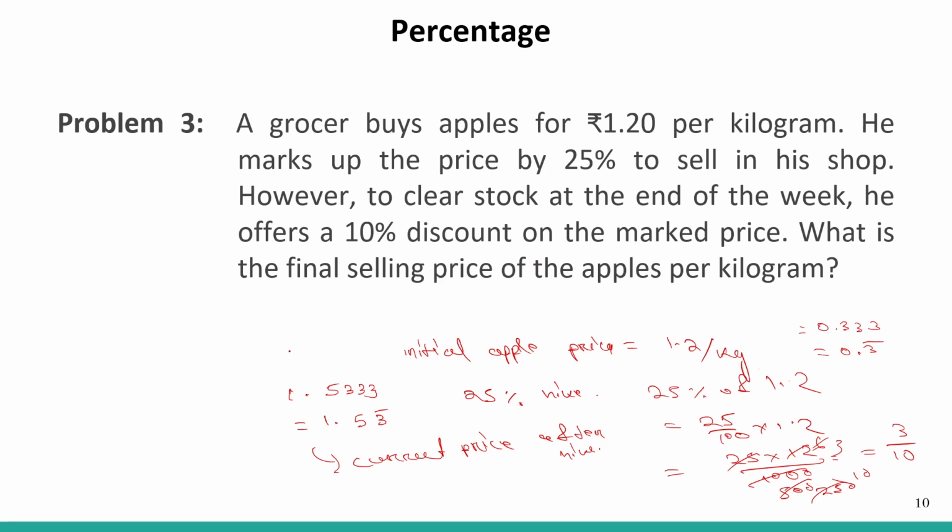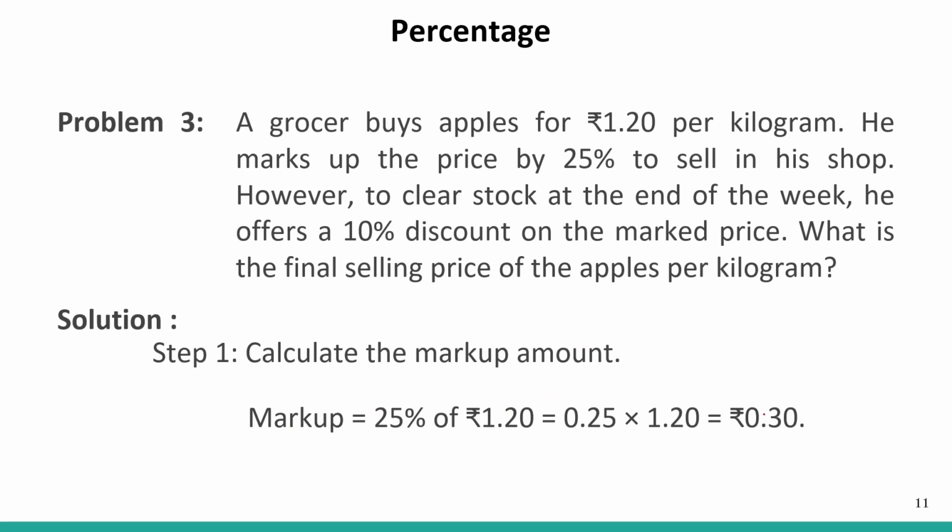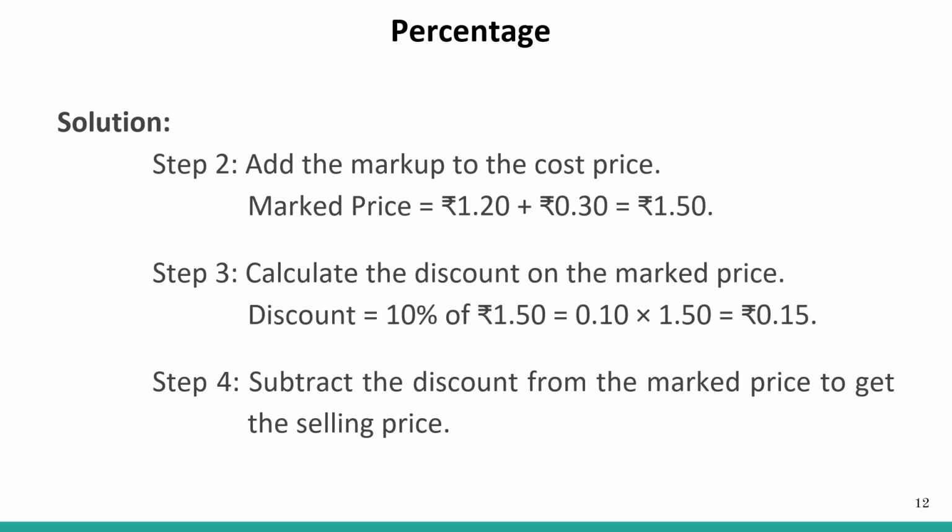So the mark price was what? 1.2 rupees, right? So he offers a 10% discount on that. Let's see what the final selling price of the apples per kilogram is. After hiking it up, what we are left with is this. So add the markup to the cost price, that will be 1.50. We rounded it up and got 1.50.